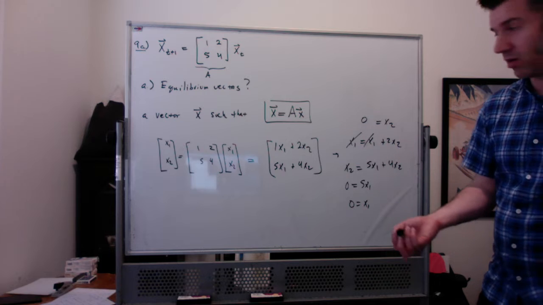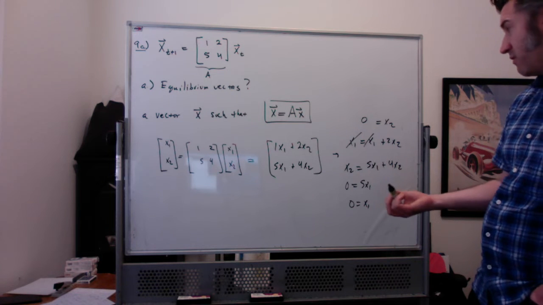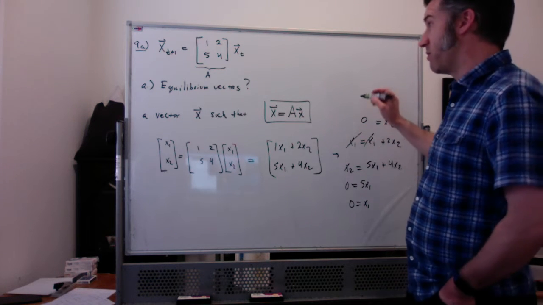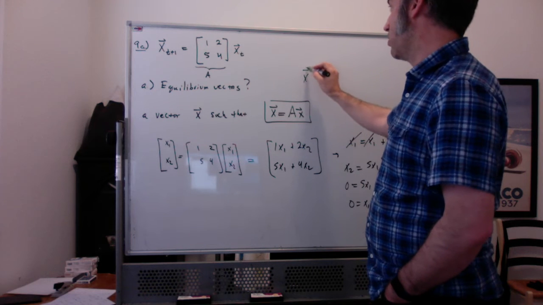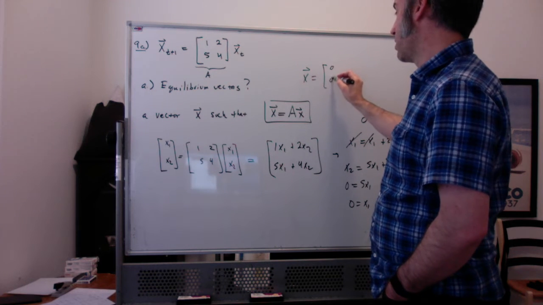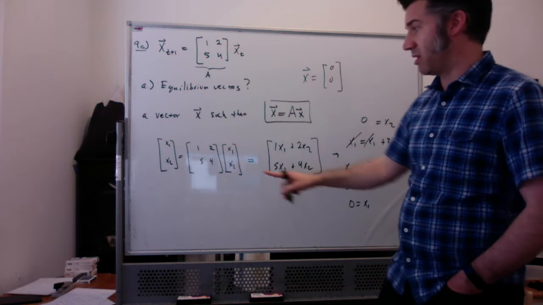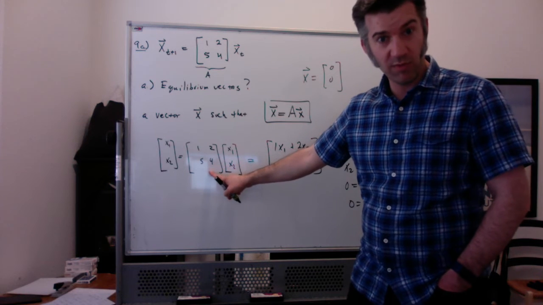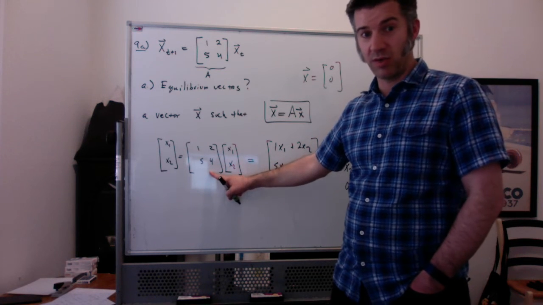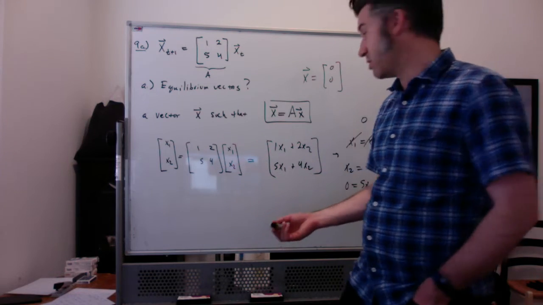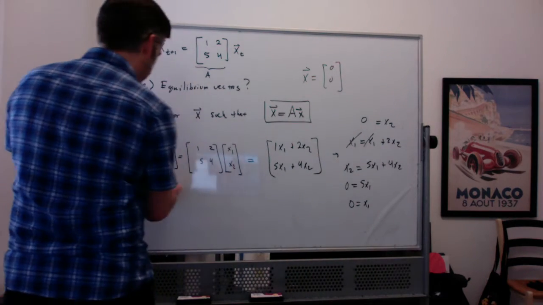And so what's happening here is, all right, our equilibrium vector, the only answer, is 0, 0. And what's really happening here is because this matrix happens to be invertible, the only solution to this equation is 0, 0.